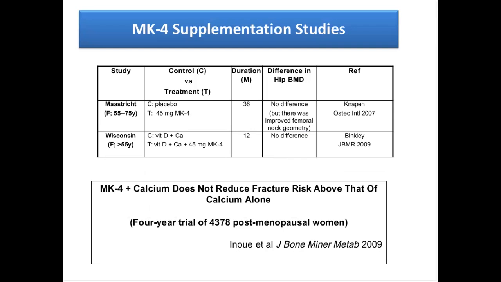And then the largest study, which came out in 2009, looked at 4,400 postmenopausal women. And what they found is when you give these women who are high risk of fracture MK4, menaquinone 4, and calcium, their fracture risk was no different than if they just received calcium alone.